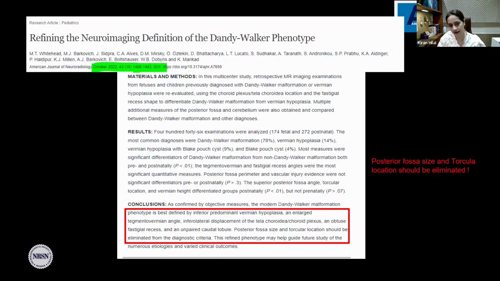The more suggestive and more reliable criteria for describing Dandy-Walker on imaging include vermian hypoplasia, tegmentovermian angle, the quadrant location of the tentorium, and obtuse angle of the fourth ventricle. So these are the more reliable features. It's not all the time that you have the torcular inversion or the posterior cranial fossa enlargement. It was the least common finding in their large cohort. This is the update I wanted to give you about the Dandy-Walker malformation.